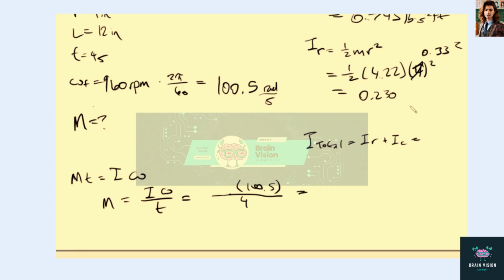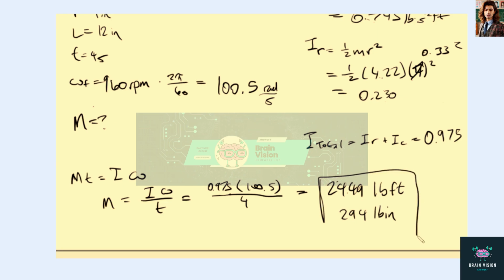That plus 0.745 is going to give us 0.975. So that times 100.5 divided by 4 is 24.49 pound feet. And it's the same thing as 294 pound-inches. And there you go.